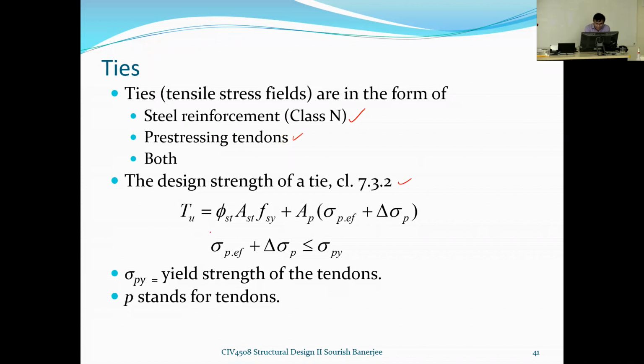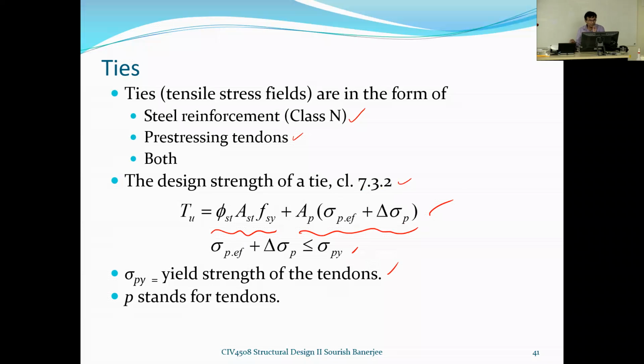Can you see that? The first term is due to the reinforcement. The second term is due to the pre-stressing tendon. Very clear. Now, in this case, we are not going to use any pre-stressing tendon, so I am not explaining this term. But yes, if you use pre-stressing tendons like in pre-stressed concrete members, then you include this term, and then you have to check those things. So, for example, sigma py is the yield strength of the tendons, and P stands for the tendons. If you look at the standard, it talks about these things, that this is your tie.